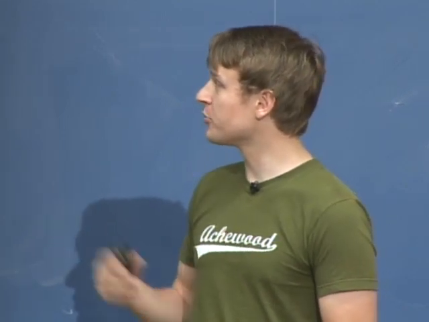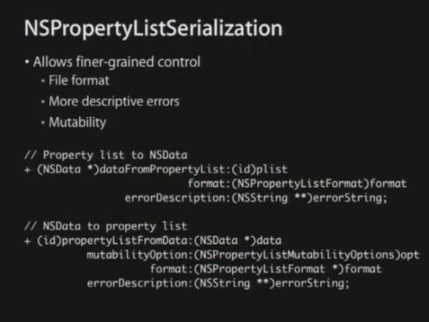Oh, hey, there it is. So if we've got a property list and we want to turn it into NSData, which we can then very easily write out to a file, we can say dataFromPropertyList, we can specify the format, and we can get an error back. Notice that this is an NSString double star, so you pass in a pointer to an NSString star, and if there's an error, it'll populate that pointer.